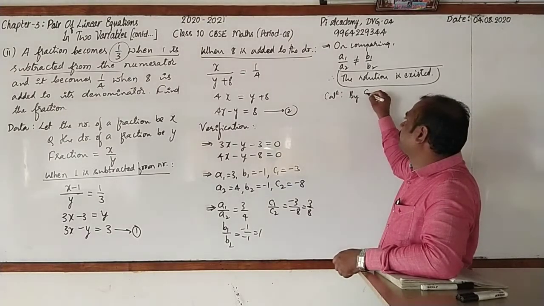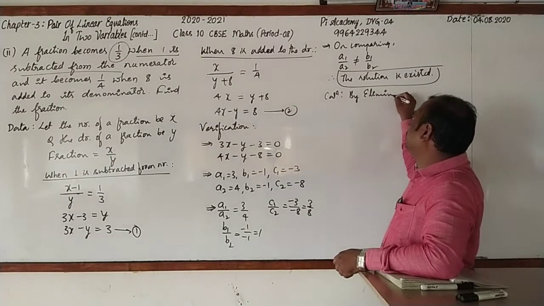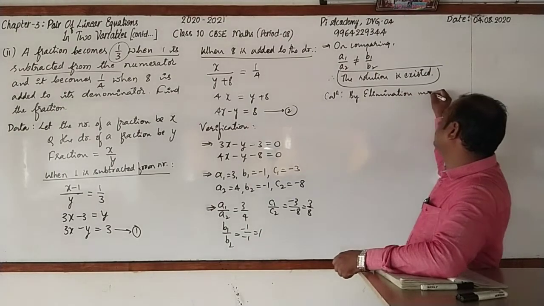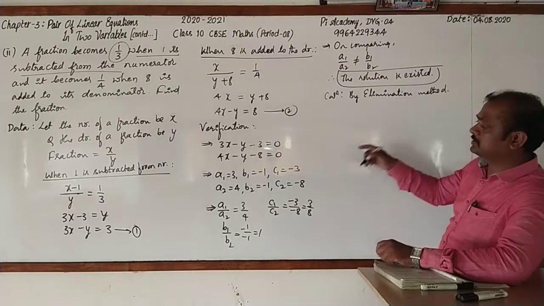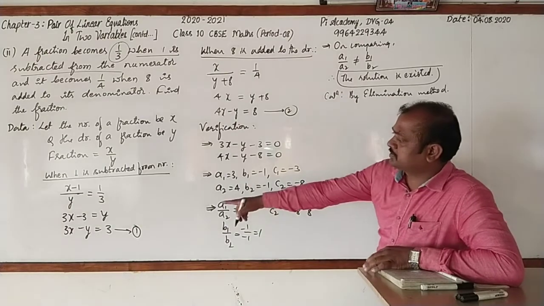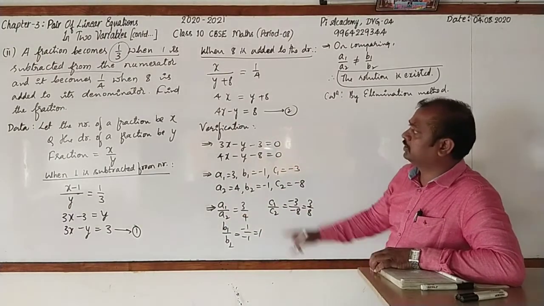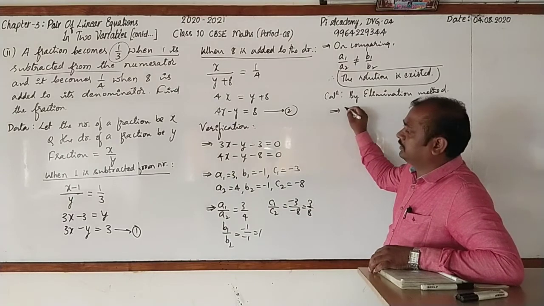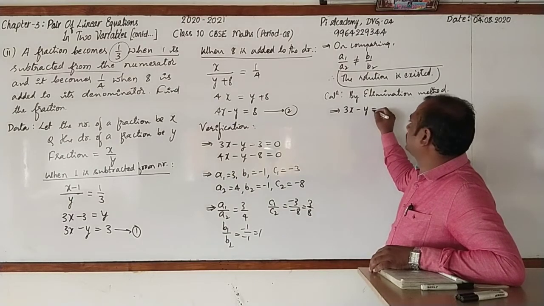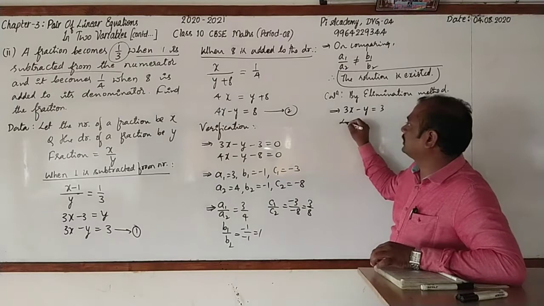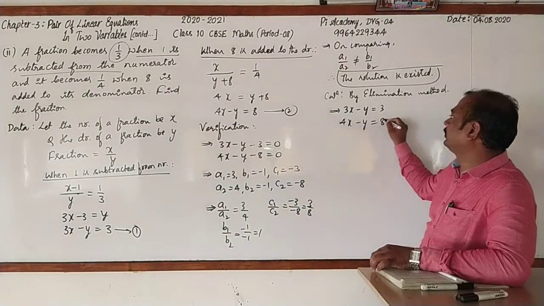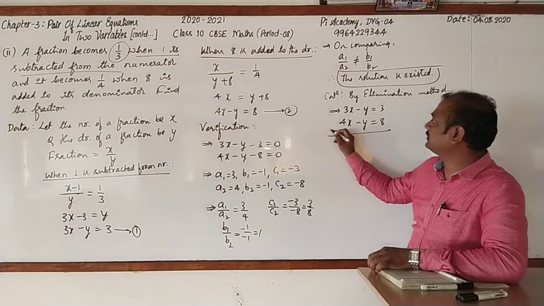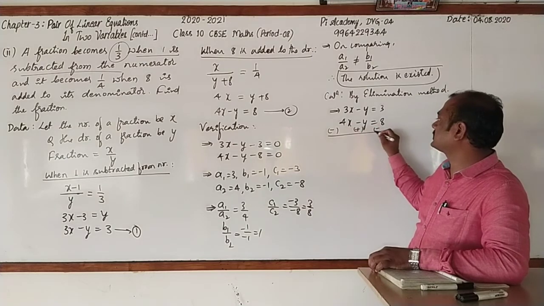Here, by elimination method, yes, take both the equations. See, equation 1 and equation 2. Here coefficient of y is same, hence we can write them directly. It is 3x minus y equal to 3. Second equation, 4x minus y equal to 8. Change the sign, minus, this is plus, this is minus.